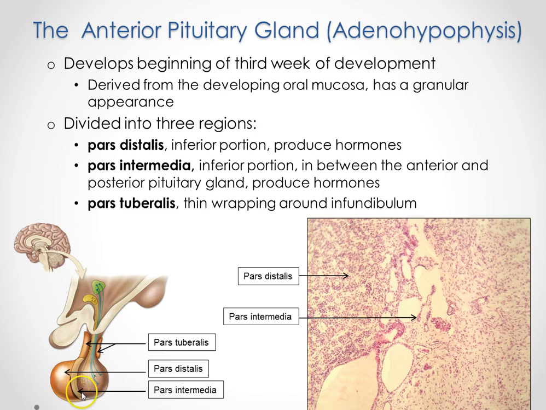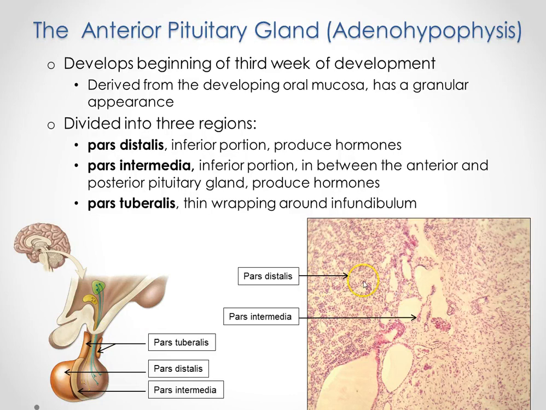The pars intermedia is going to be right next to that, right in between the pars distalis and that posterior pituitary gland. It's also going to produce a hormone. And then the pars tuberalis is going to be this little hook that's going to hook around the infundibulum on that posterior pituitary gland. That area does not produce any hormones. It's just there to anchor that anterior pituitary gland to the posterior pituitary gland.